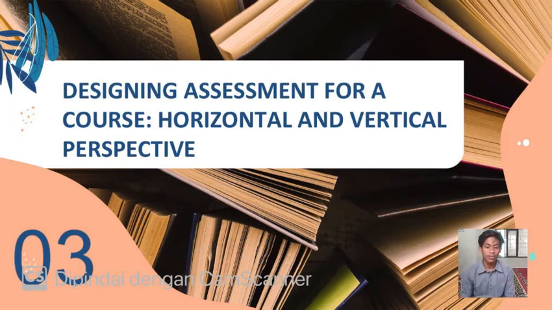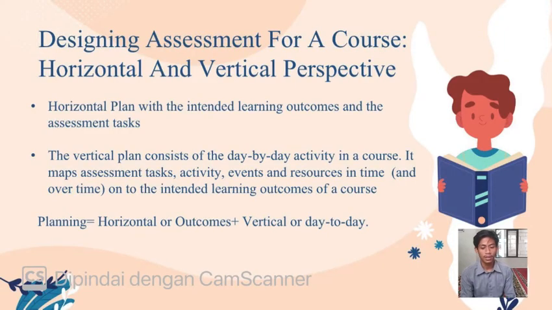Well, start with the horizontal plan. This is intent, the learning outcome and assessment tasks. And then for vertical plan, it contains day by day activity of the course. So as I understand, the horizontal plan is about the goals of learning activity, and then the vertical plan is about the learning objective.